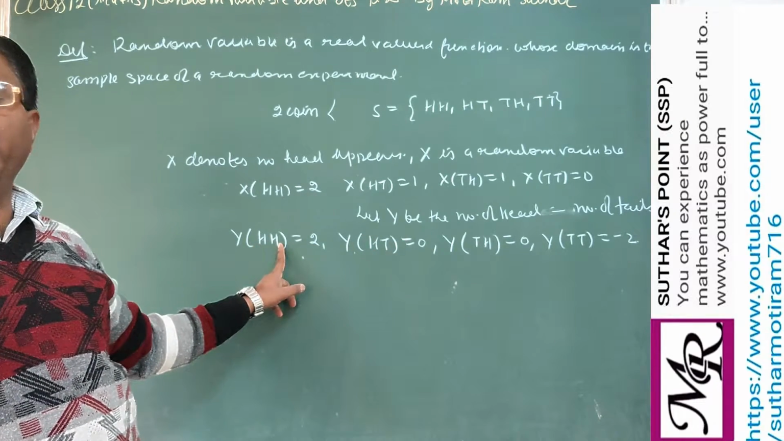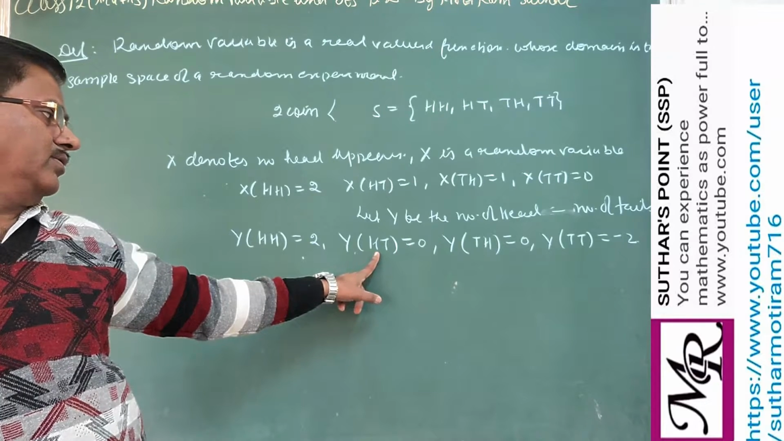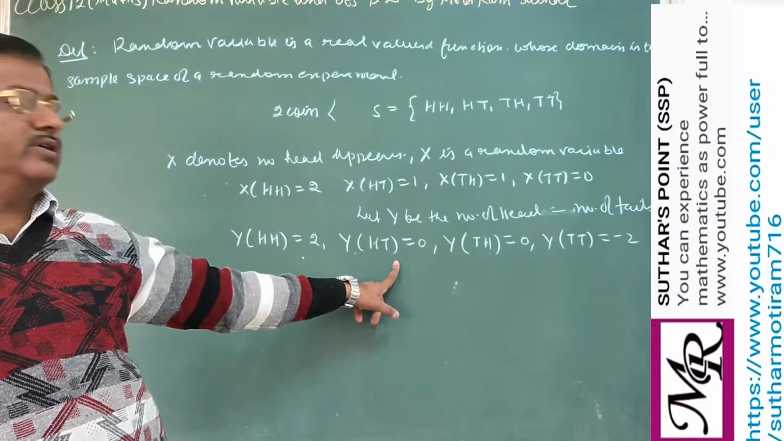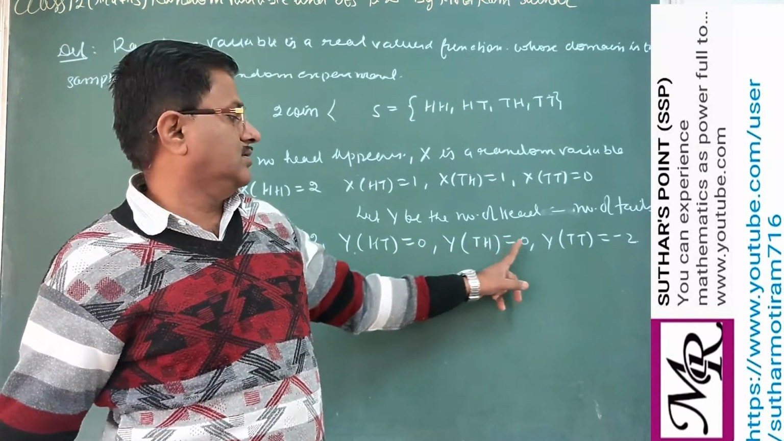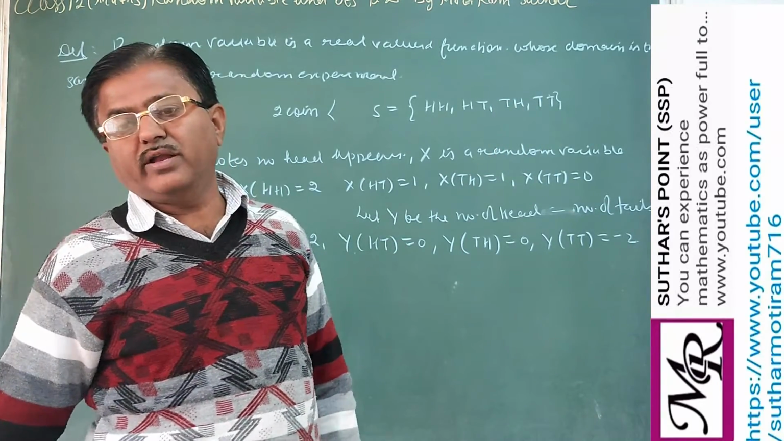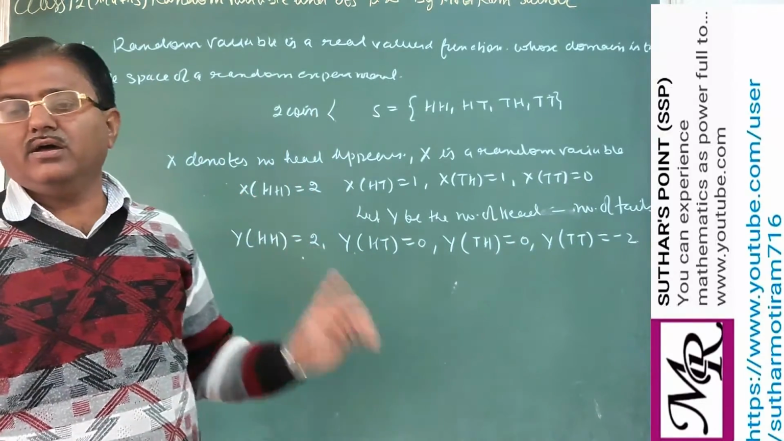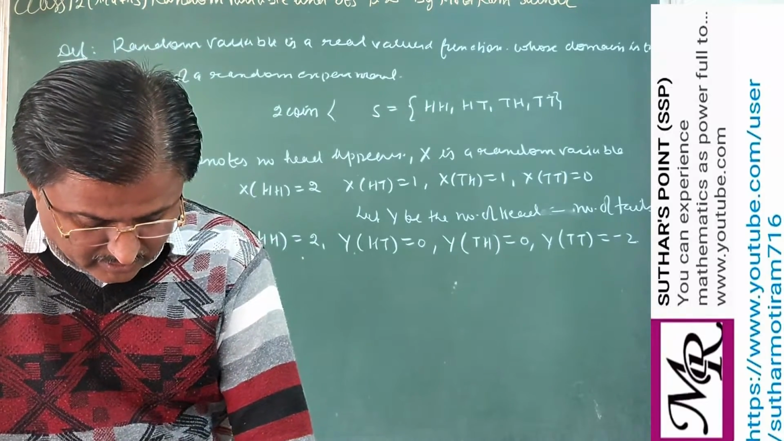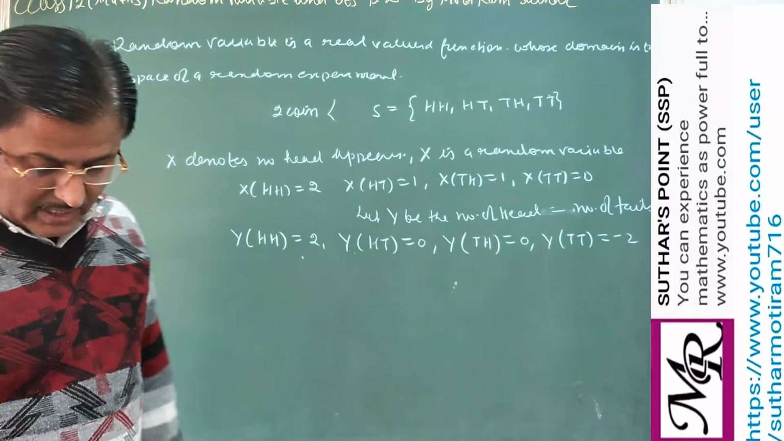Two heads and no tail, so 2 minus 0 is 2. One head and one tail, so 1 minus 1 is 0. Here also one head and one tail, so head minus tail is 0. Here both are tails, so heads is 0, and 0 minus 2 is minus 2. So again minus 2, 0 and 2. These are real numbers. So that's why we call the random variable a real number.